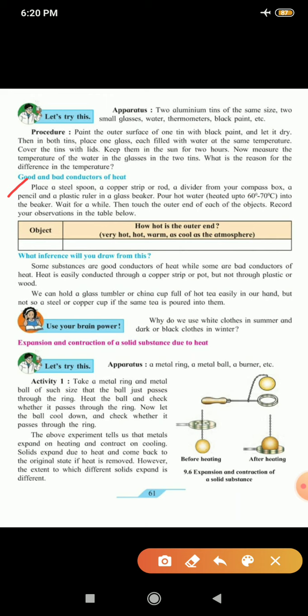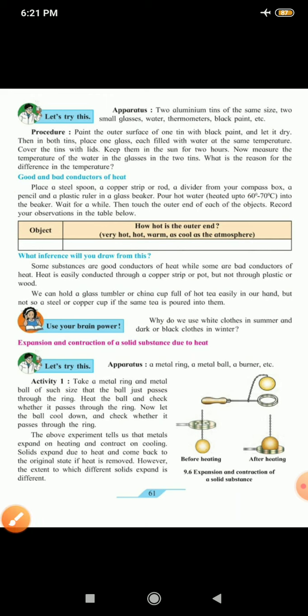Now what inference will you draw from this? Some substances are good conductors of heat, while some are bad conductors of heat. Heat is easily conducted through copper strip or pot, but not through plastic or wood. So hence you can see at home your mother uses copper based vessels for cooking because they are good conductors of heat.